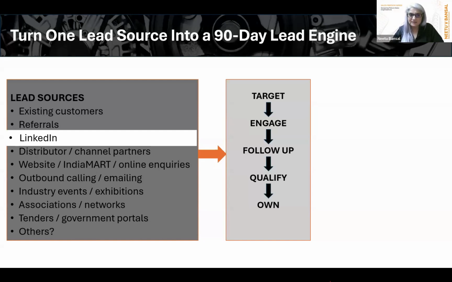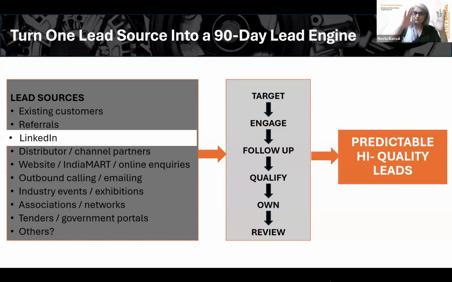And then lastly, who is going to be responsible? In this case I've given LinkedIn. Make one person responsible for the LinkedIn sales channel, so that they can follow up with the team and make this happen. And ultimately, how are you going to review whether this is actually working for you or not? If you do this, this is how you will get predictable high quality leads. This is where you convert lead sources into predictable high quality leads. These 6 steps, you can apply to any of your lead sources.